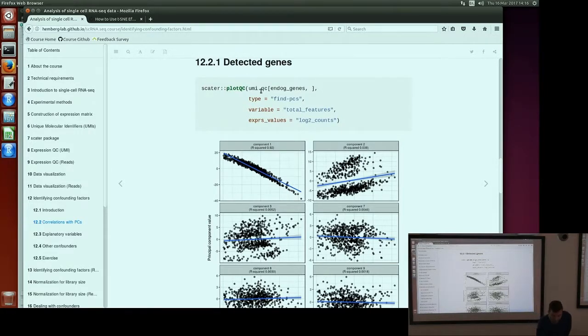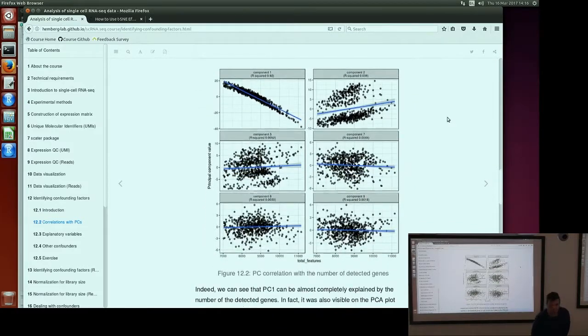We say, okay, what principal components are most correlated with total features? And here we see that, which is very typical for single cell data, that in this panel of the plot here, component 1, so principal component 1, is very strongly correlated with the number of genes detected per cell. And so we can look at that and say, okay, it looks like the major source of variability is associated with the number of genes detected in the cell. And this is very typical across experiments.